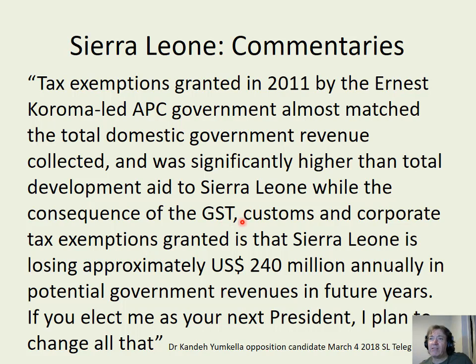Another acronym I've lost, GST. So we're losing about 240 million because of all these exemptions. If you elect me as the next president, I will change all of that. I'll make sure all these loopholes are filled and we raise the revenue from these people that are dodging taxes and use it for our development.